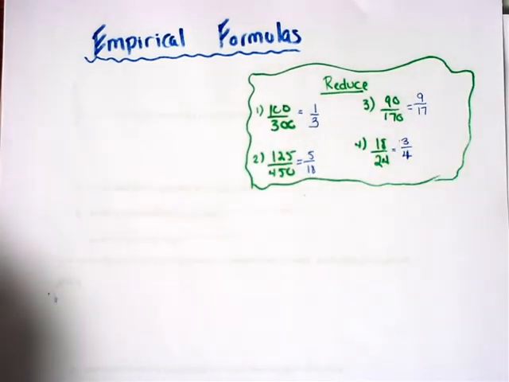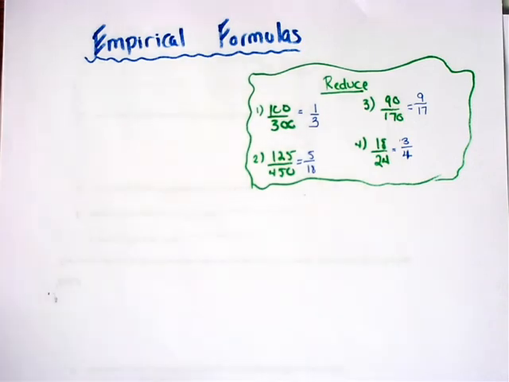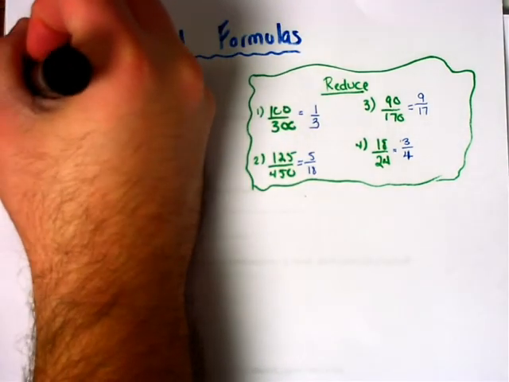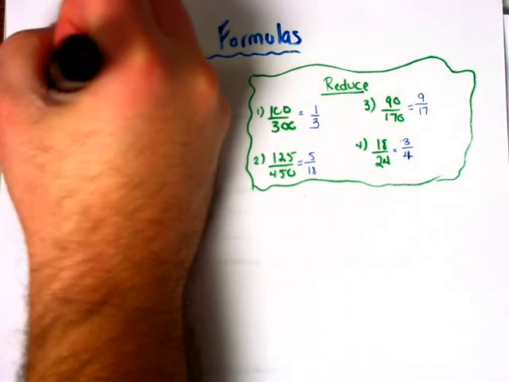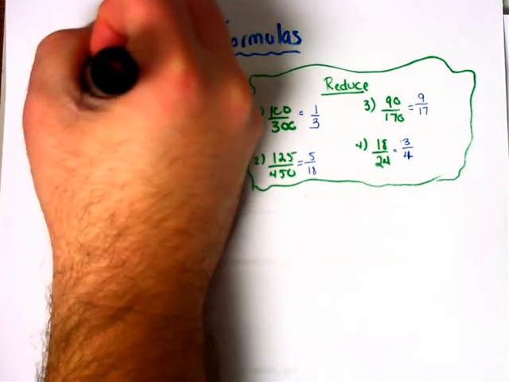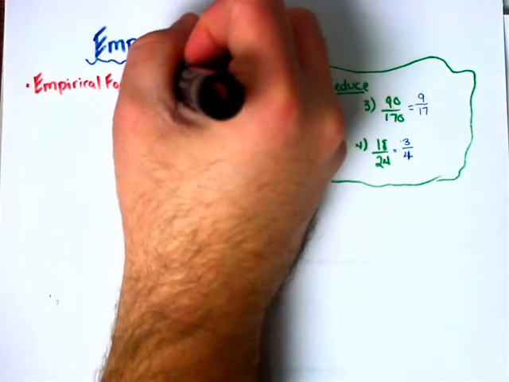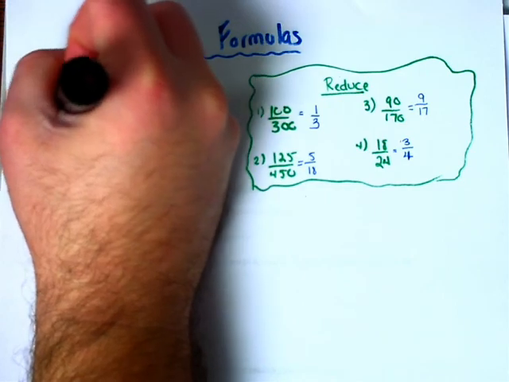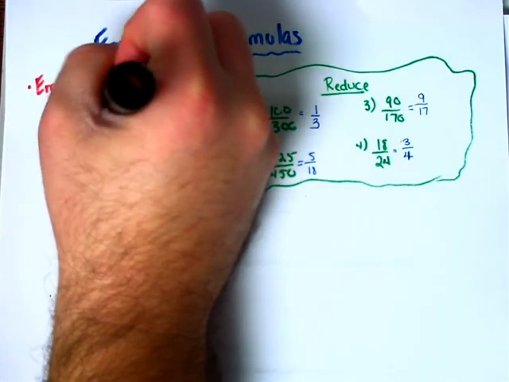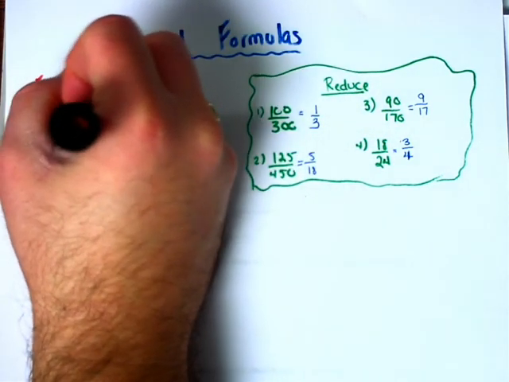I know for sure. Well, it's kind of analogous to what we would talk about in chemistry. An empirical formula is the most reduced form of that formula. So an empirical formula is basically a reduced form of a formula.